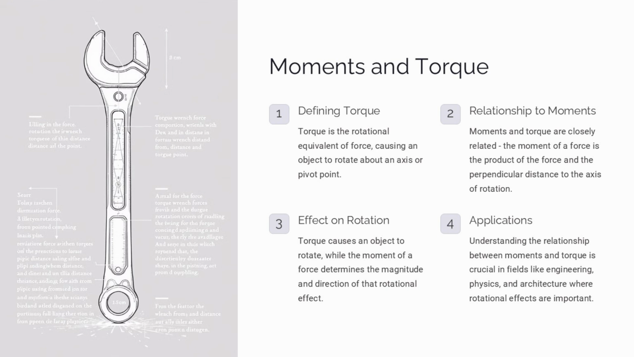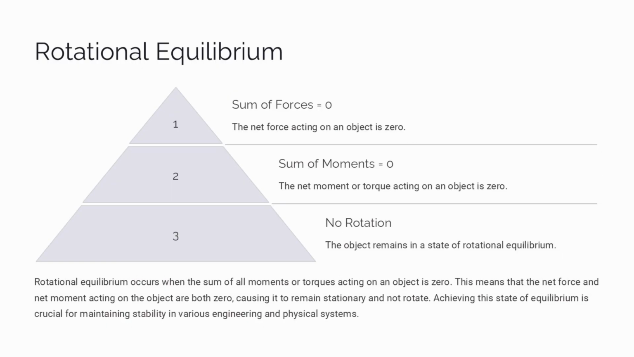Torque causes an object to rotate, while the moment of a force determines the magnitude and direction of that rotational effect. Understanding the relationship between moments and torque is crucial in fields like engineering, physics, and architecture where rotational effects are important. Rotational equilibrium is a state where the net force and net moment acting on an object are both zero. This means the object remains stationary and does not rotate.